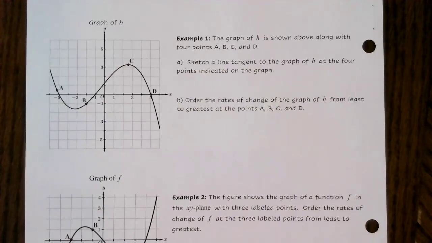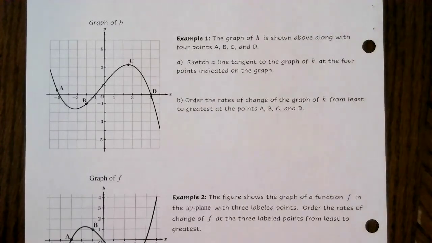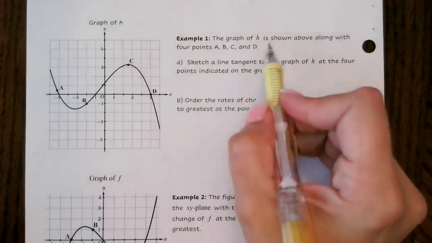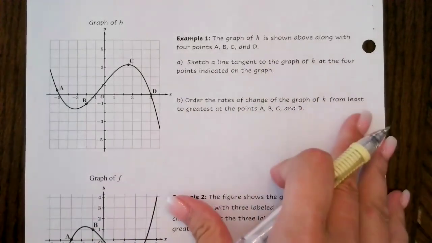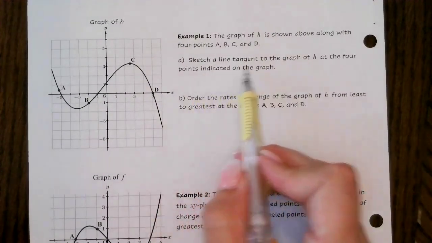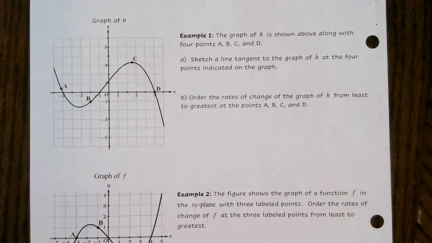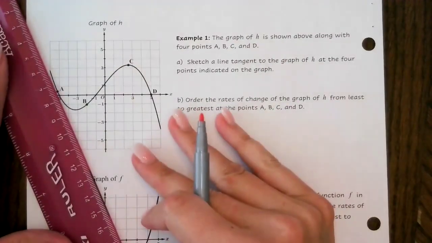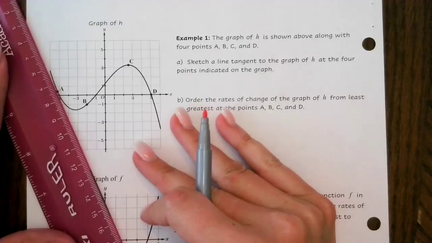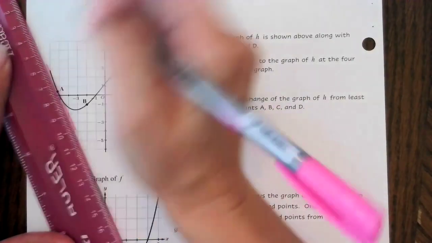All right, so we're going to look at some examples of that. On here, we have graph H. And it tells us in this example, the graph of H is shown next to us here with 4 points A, B, C, and D. Sketch a line tangent to the graph of H at the 4 points indicated on the graph. So again, a tangent line is one that touches at that one point. So we would only want to touch at that one point. So if I draw a tangent line, I would go to that one point right there. And I'm not going to cross the graph. I'm just going to touch that one point.